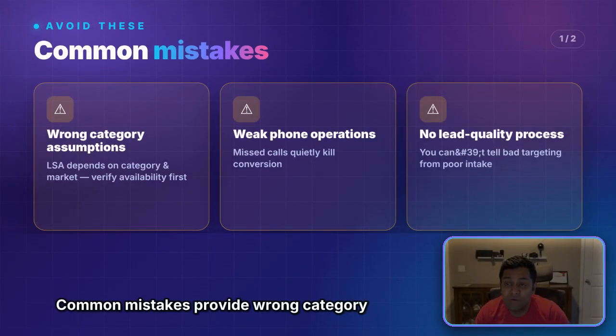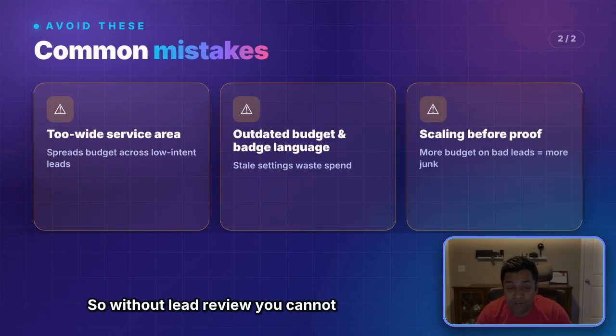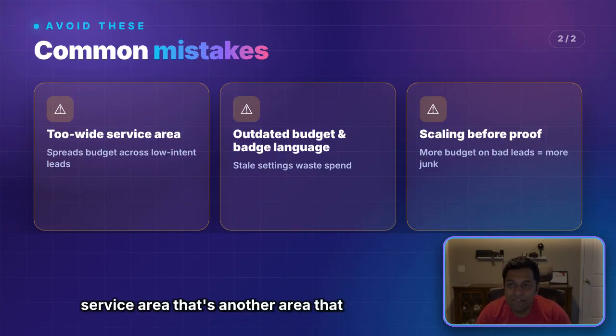Common mistakes to avoid: wrong category assumption. LSAs are category and market dependent, so verify availability before selling. Weak phone operations, so missed calls can hurt a lot. So make sure responsiveness and conversion economics are implemented. If you don't have a lead quality process, that will also be a big mistake. Without lead review, you cannot distinguish bad targeting from poor intake. If you have a too wide service area, that's another area that will hurt you.